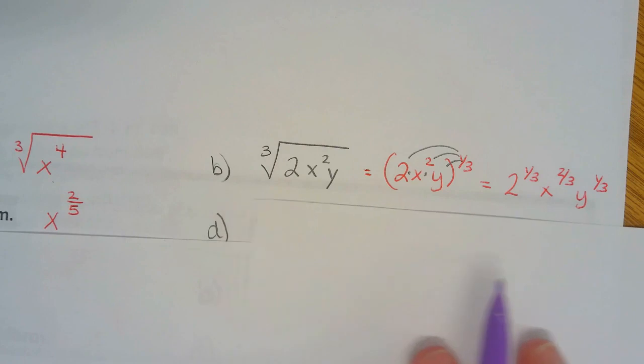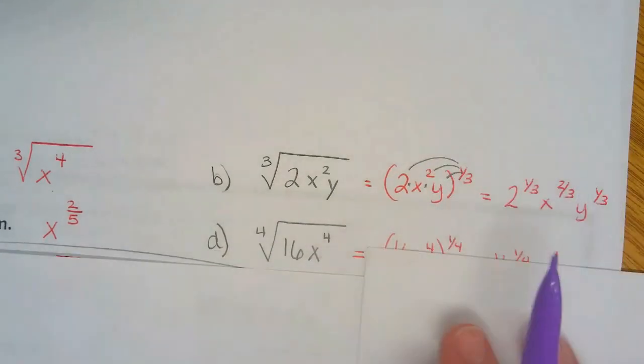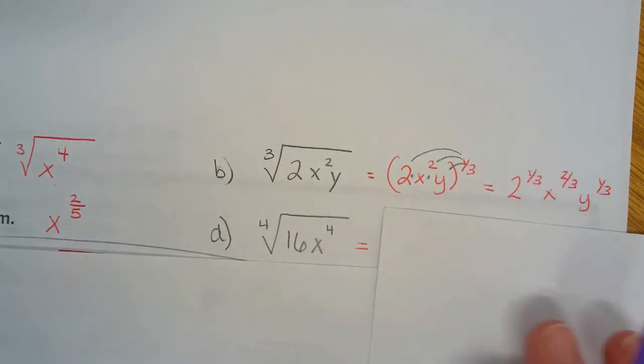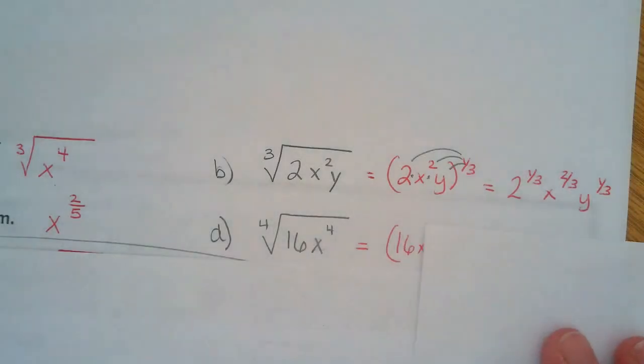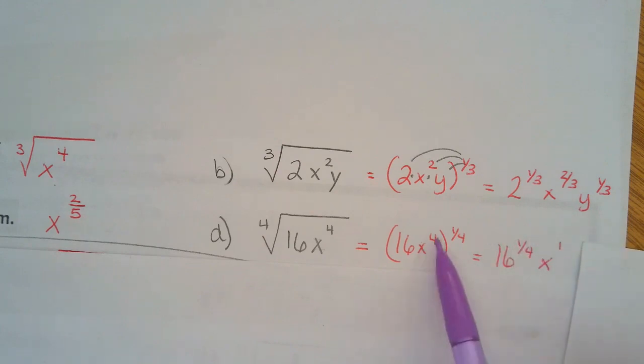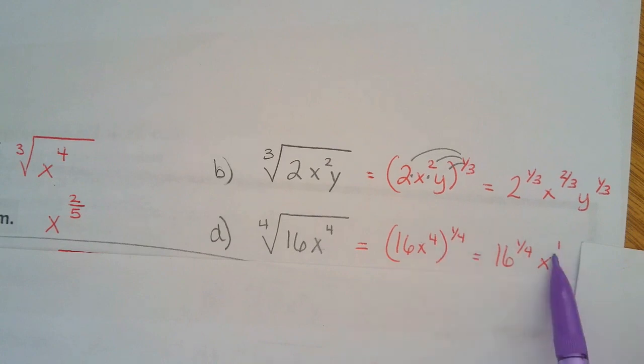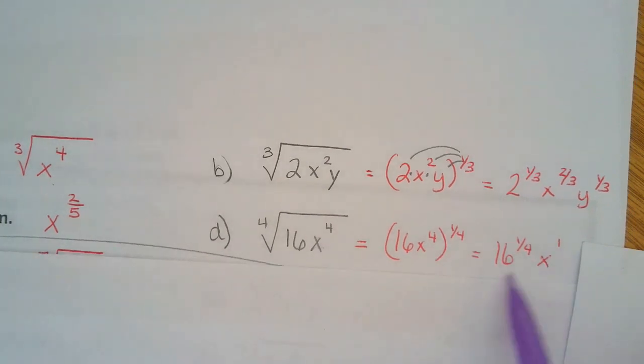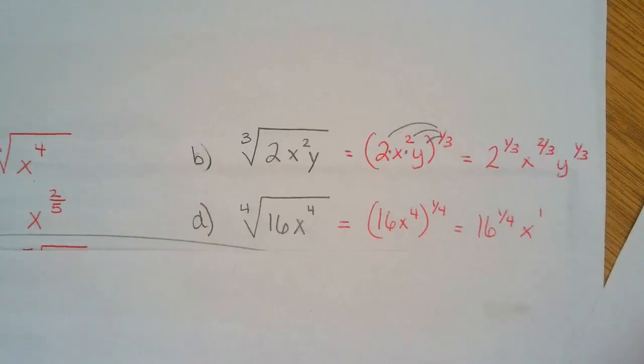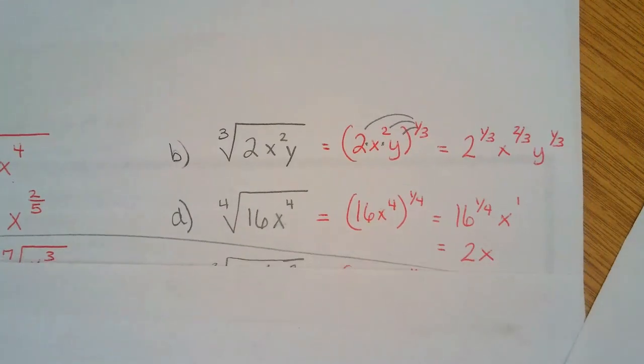Okay, let's take a look at one more. So you have the fourth root of 16x to the fourth. Rewrite that as your fractional exponent. So I'm going to rewrite it as 16x to the fourth, all raised to the 1/4. And then everybody gets that fourth power. So I'm doing the fourth root of 16. And then I'm also doing x to the fourth raised to the 1/4. So that would just be 1. And then technically you could take this one step farther. If you're doing the fourth root of 16, that would just give you a 2. And then you still have your x to the first.